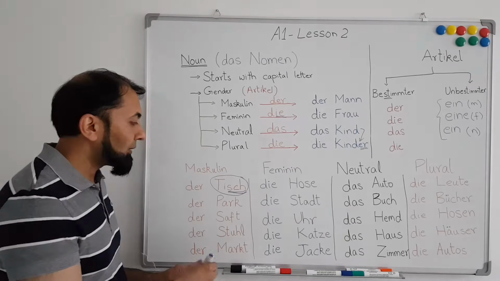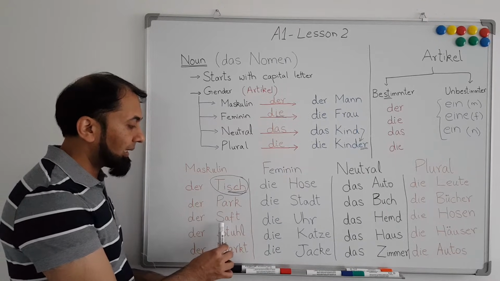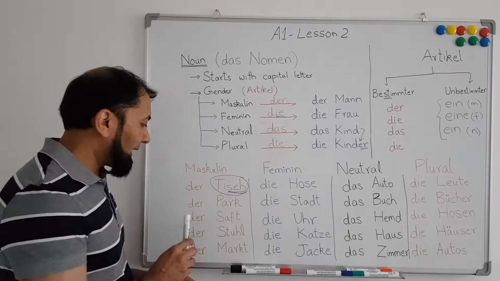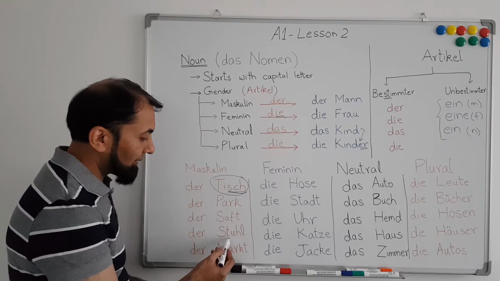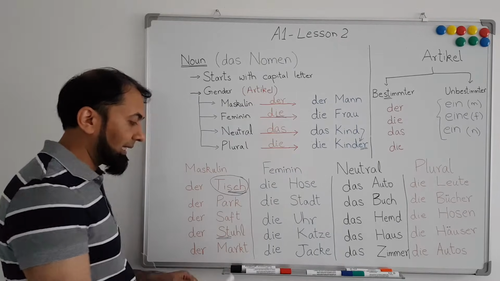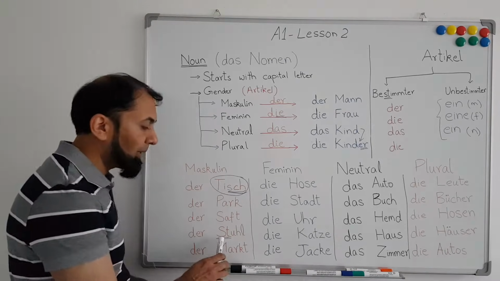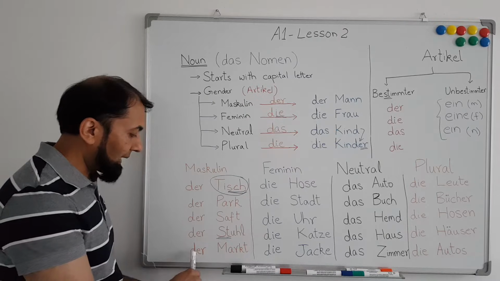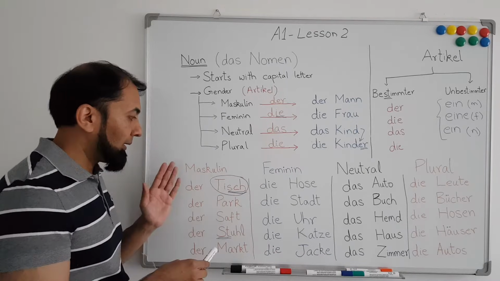Next we have der Park, P-A-R-K, Park. Park is park in the English language. Next is der Saft, S-A-F-T, Saft. Saft means juice. Next we have der Stuhl. Now again we see that we have a T after S, and if there is a T after S, the sound of S will be again like sh. So here it will be pronounced as Stuhl. Stuhl means chair. Next we have der Markt. Markt means market. So these are some of the masculine nouns.